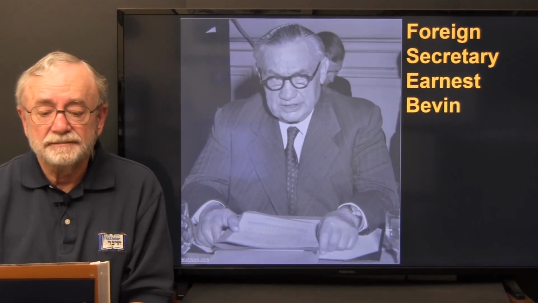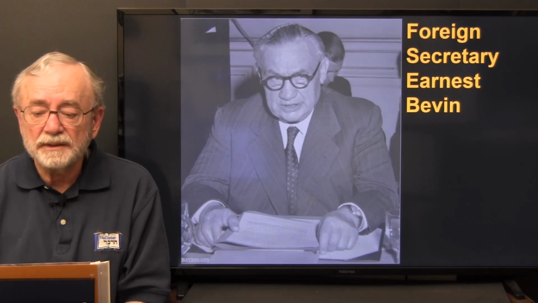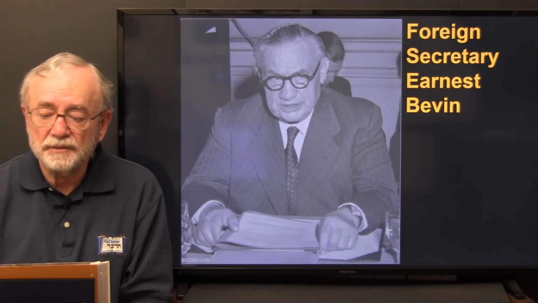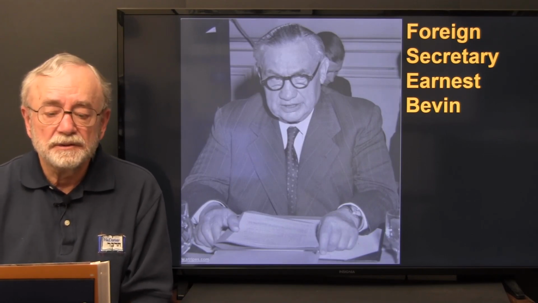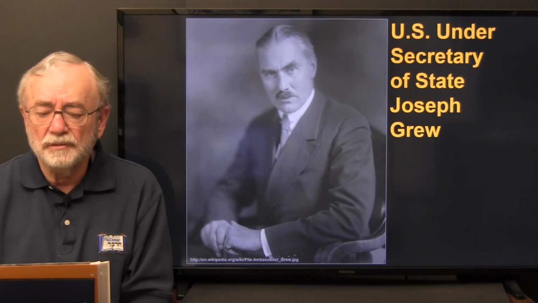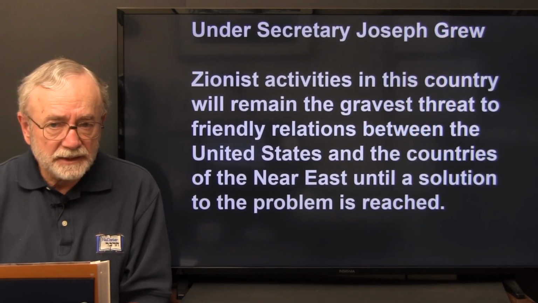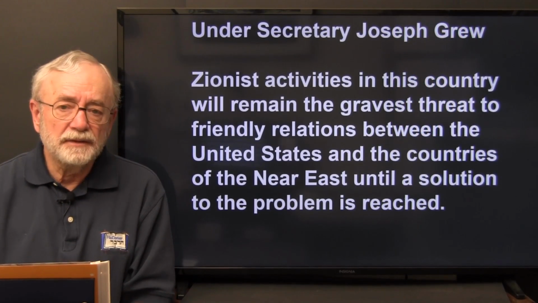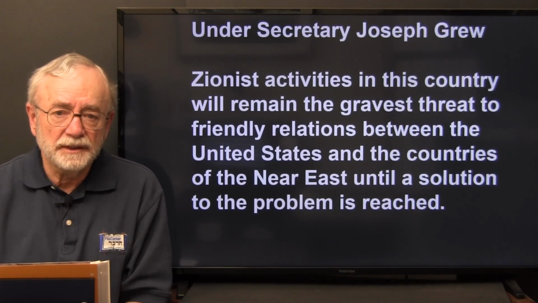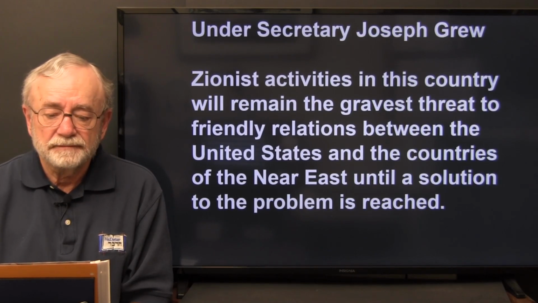In the United States, by early 1945, the State Department had moved firmly to a position of anti-Zionism. Our State Department was absolutely opposed to the Jewish national home. Undersecretary Joseph Grew warned the Roosevelt administration that Zionist activities in this country would remain the gravest threat to friendly relations between the United States and the countries in the Near East until a solution to the problem is reached.